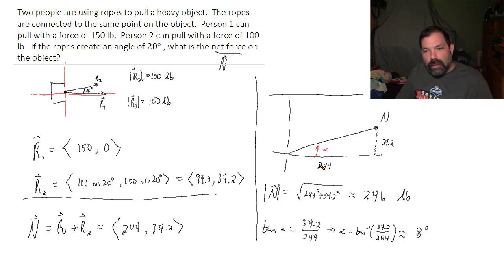So that angle alpha is 8 degrees, and what that means, if we go back to our original diagram, is here's the resultant. I'm going to try and draw the n. In purple, that's the n vector, and it's at approximately an 8 degree angle with respect to the R1 vector. So the angle between the R1 vector and the n vector is approximately 8 degrees.